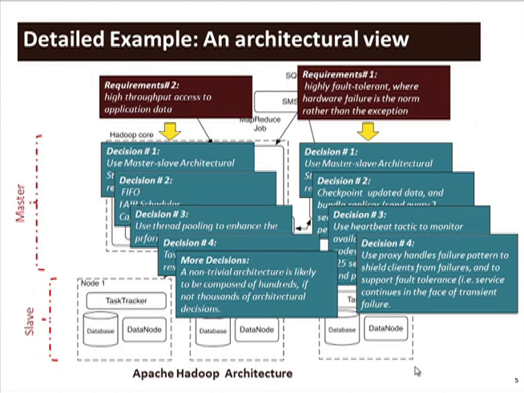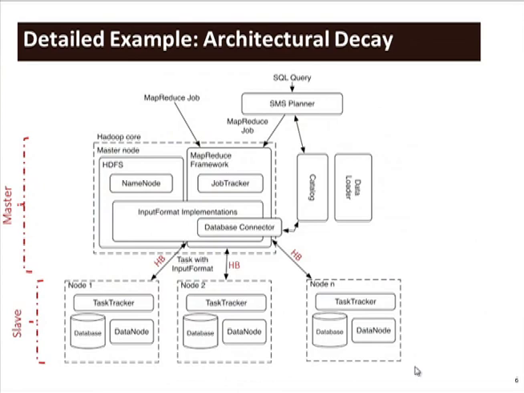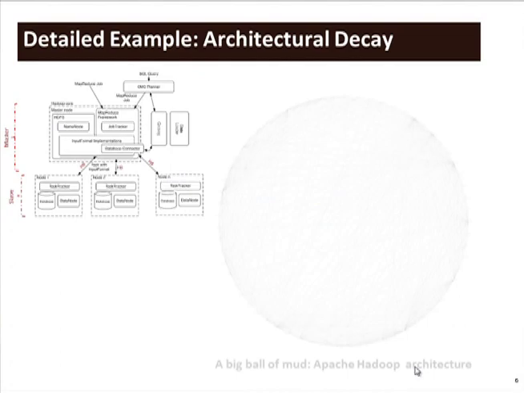Once we look at small to medium scale software, a non-trivial architecture is likely to have, if not thousands, hundreds of such detailed design decisions. Each of these design decisions is driven by requirements. But unfortunately, many of them are lost during the design process, during the realization of software and evolution of the software. That's what we call architectural decay. You have a well-modularized architecture with a lot of optimum design decisions. After 5 years, what you get is a big ball of mud.